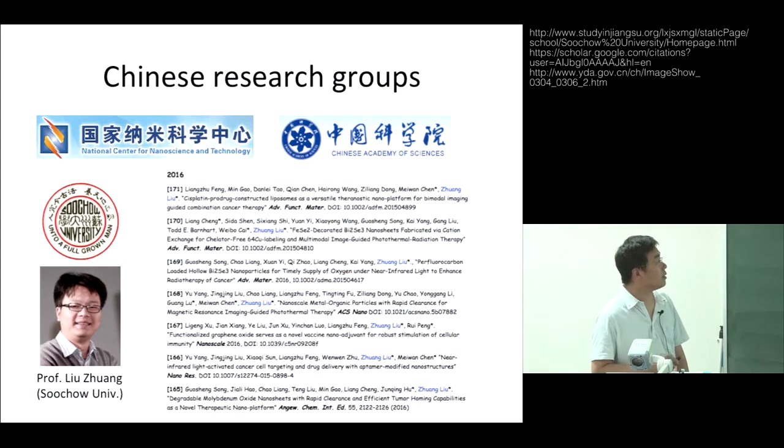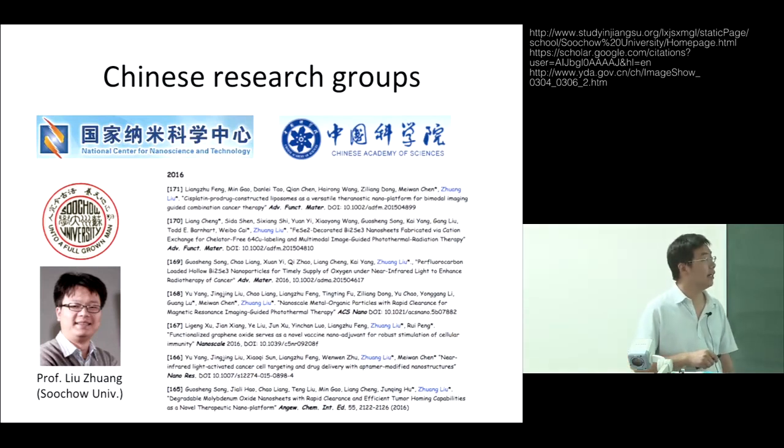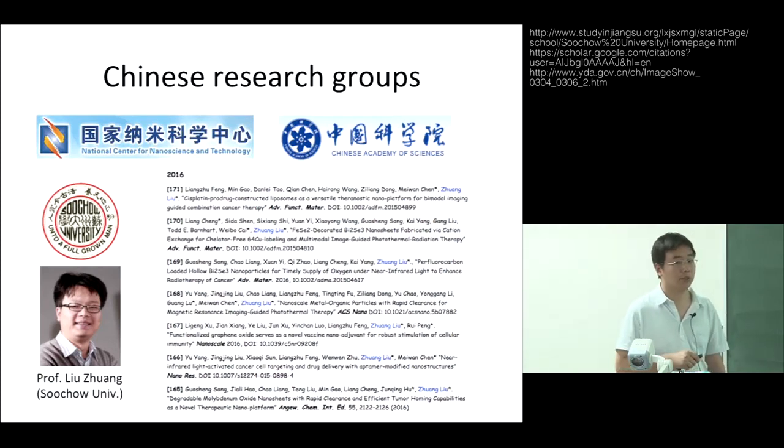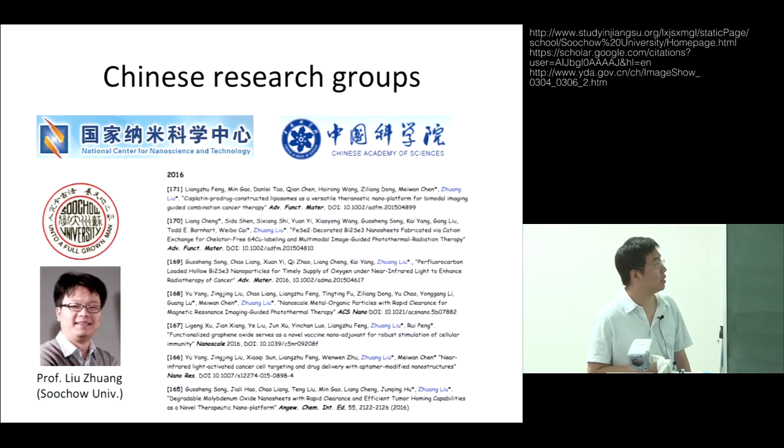In China, there are two national institutes for the research of nanomedicine. The first one is the National Center for Nanoscience and Technology. The second one is the Chinese Academy of Sciences. There are many excellent researchers doing research in these two institutes. Most of the researchers come back from the United States. They got a PhD or did a postdoc in the United States for several years, and when they come back to China, they just continue their work.